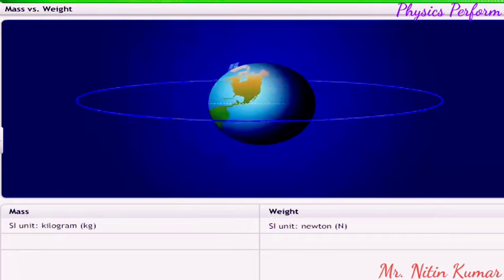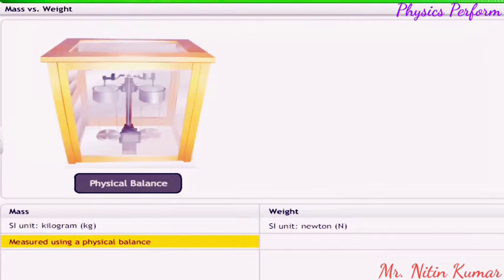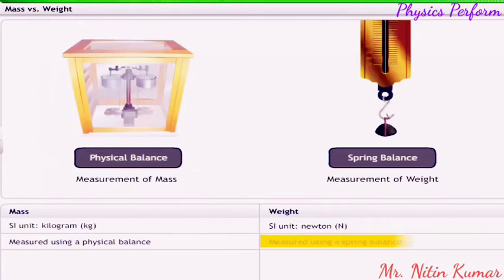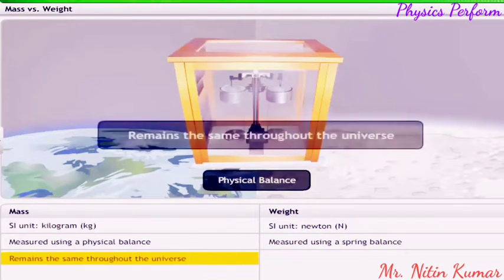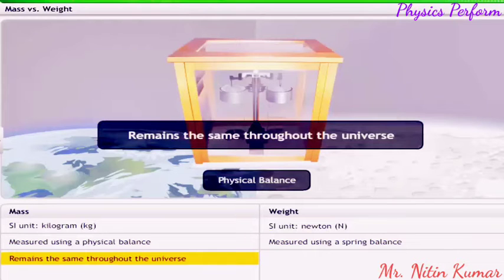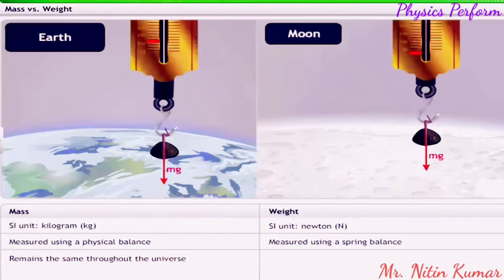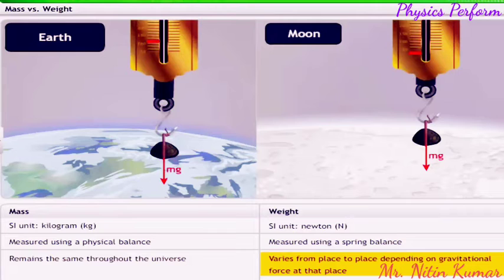A physical balance is used to measure the mass of a body. Weight is generally measured using a spring balance. The mass of a body is universal, meaning it remains the same throughout the universe. The weight of a body varies from place to place depending upon the gravitational force on the body at that place.